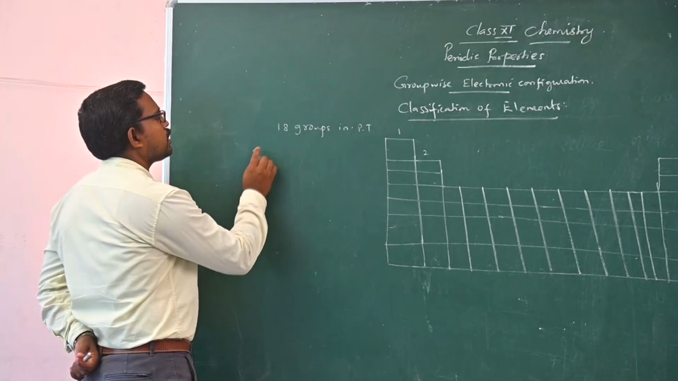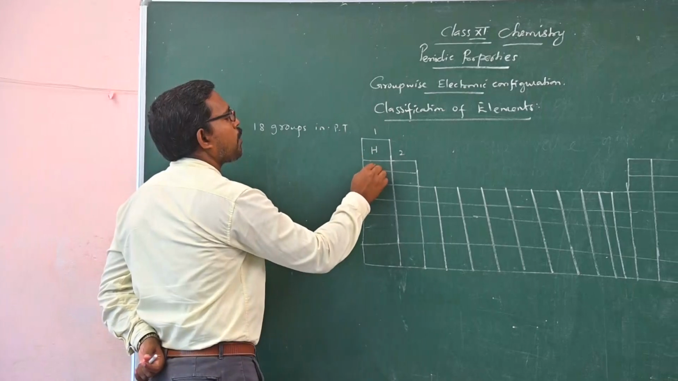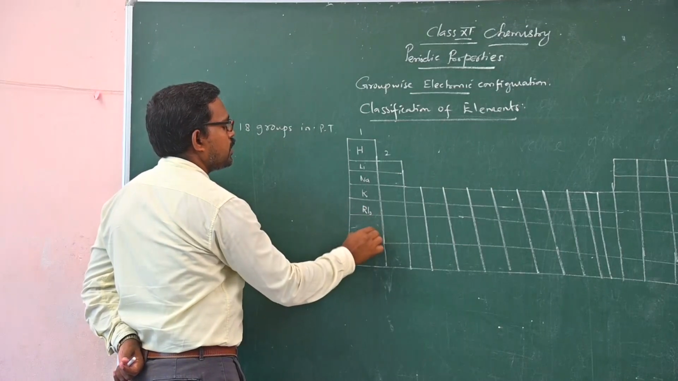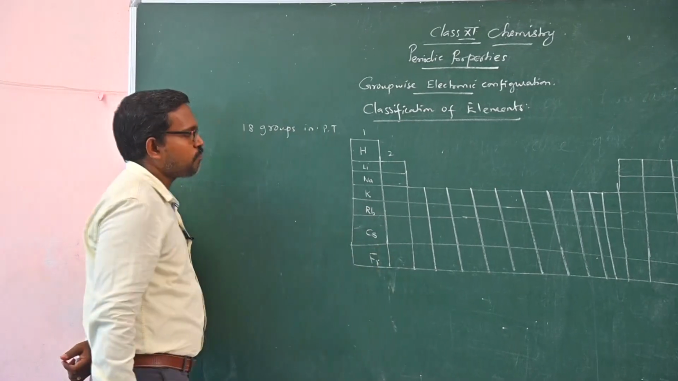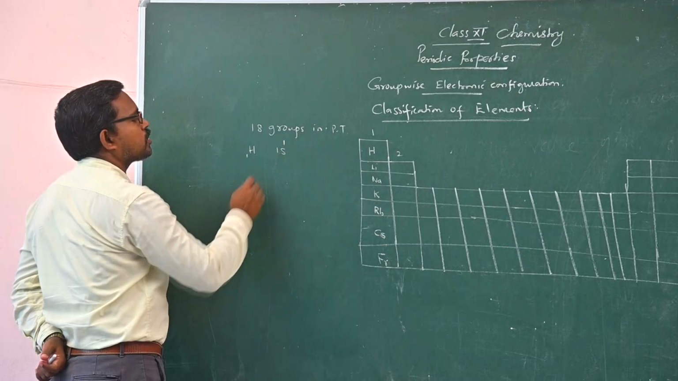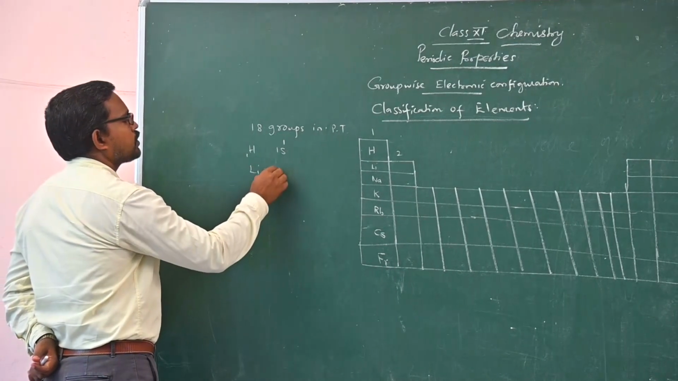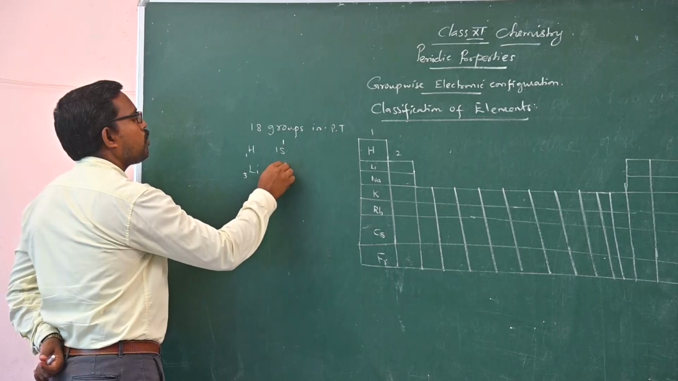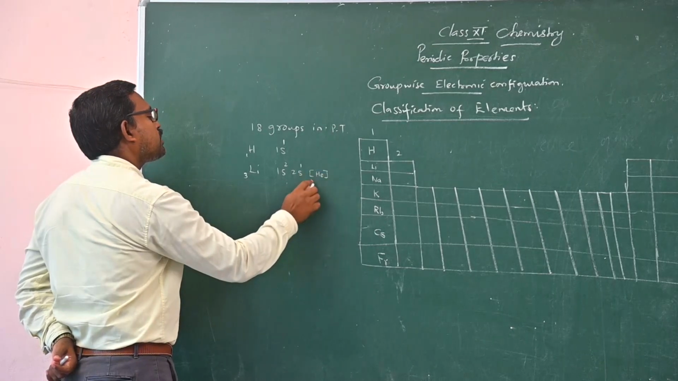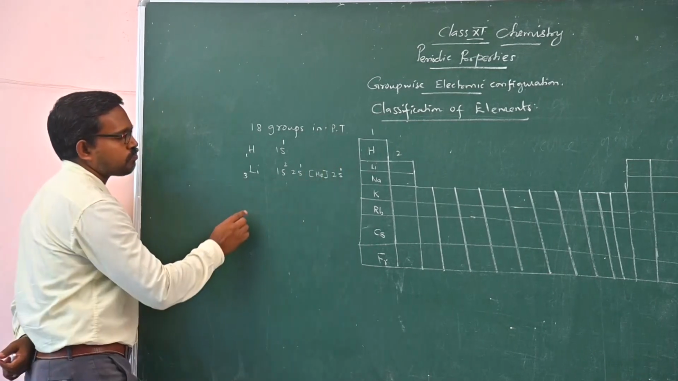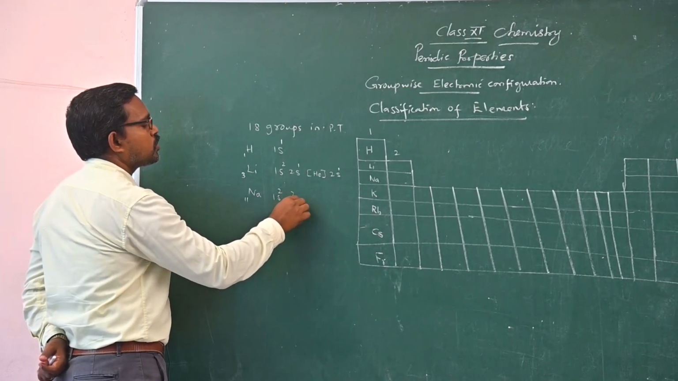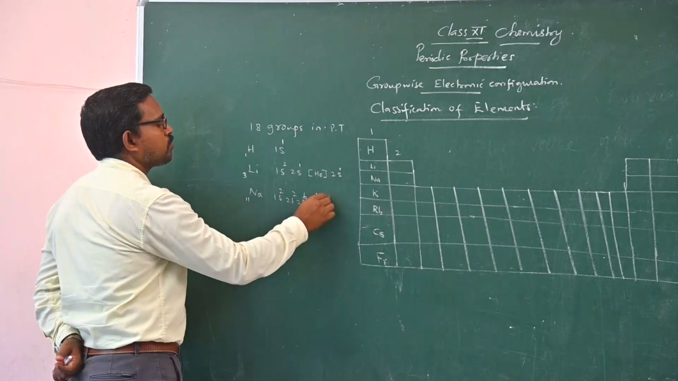For example, consider the group 1 elements: hydrogen, lithium, sodium, potassium, rubidium, cesium, francium. We know the atomic number of hydrogen is 1, electronic configuration 1s1. Lithium, atomic number 3, 1s2 2s1, or simply write the configuration of helium and 2s1. Similarly, sodium, atomic number 11, 1s2 2s2 2p6 3s1.